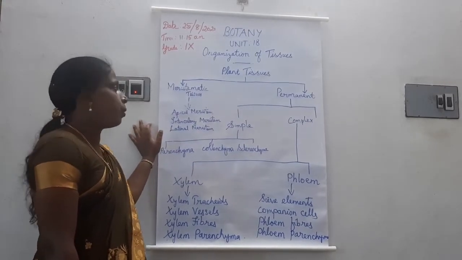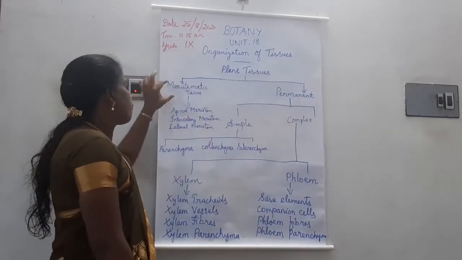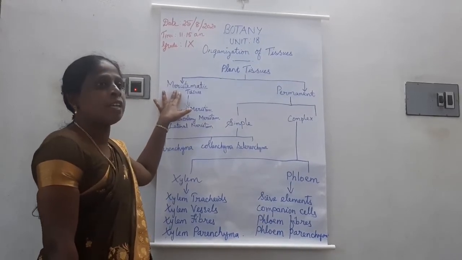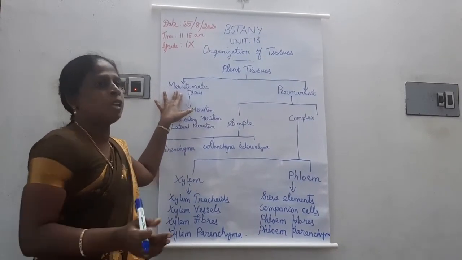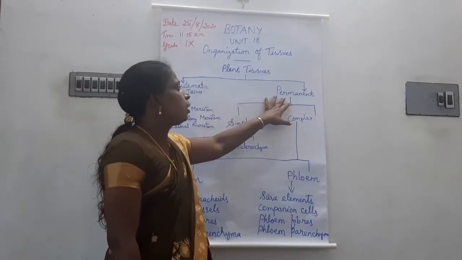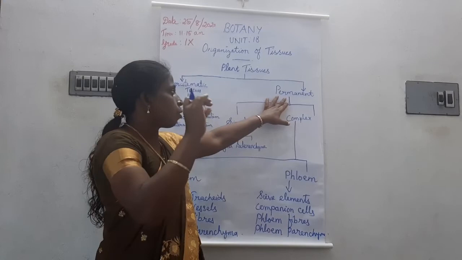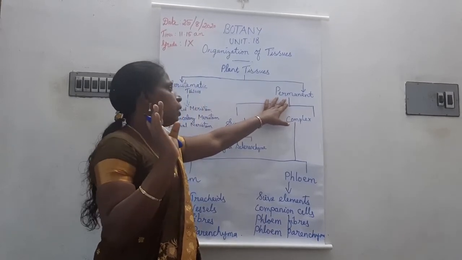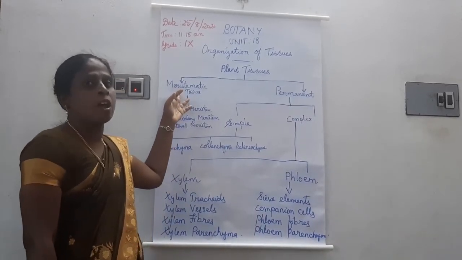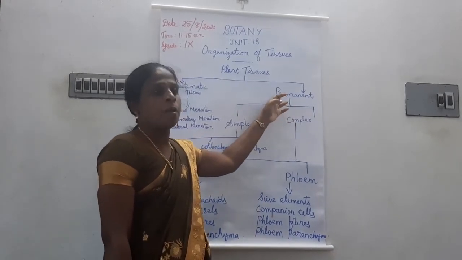Now we can learn about the differences between meristematic tissues and permanent tissue. The first difference: in the meristematic tissue, the cells consist of dense cytoplasm, a large nucleus, and vacuoles are nearly absent. In the permanent tissue, the cell consists of cytoplasm, a large vacuole, and a small nucleus. Second, in meristematic tissues, intercellular spaces are absent. In the permanent tissues, intercellular spaces are present.